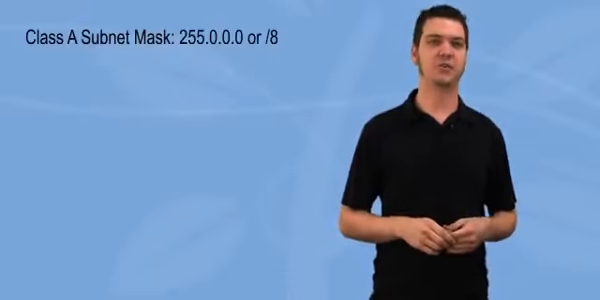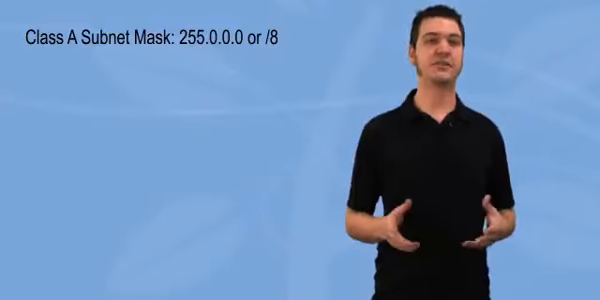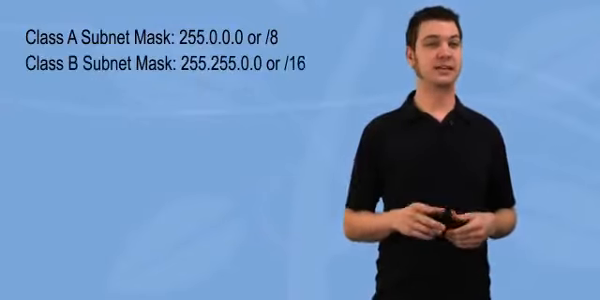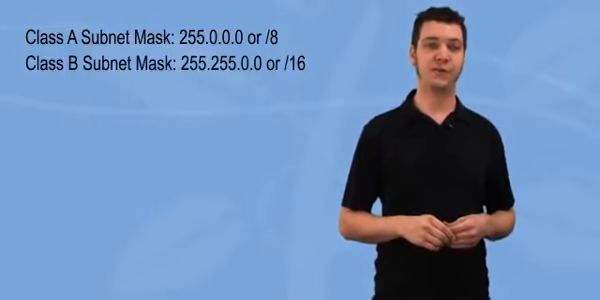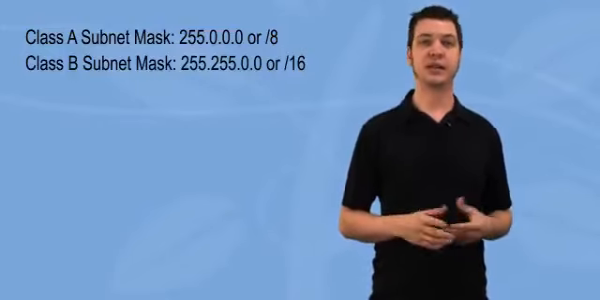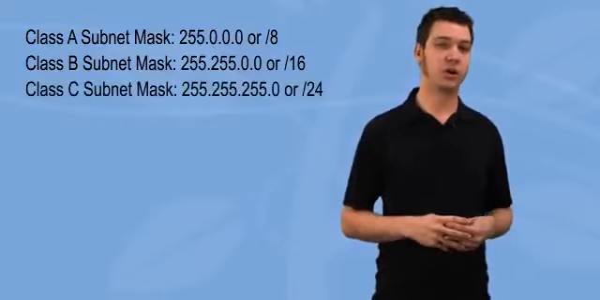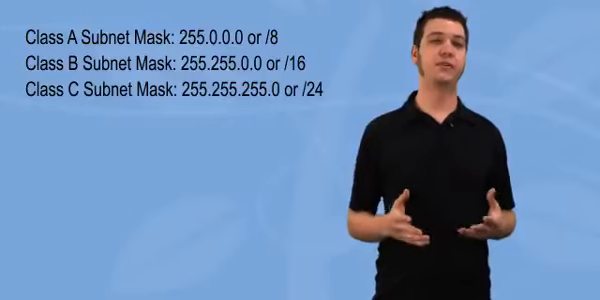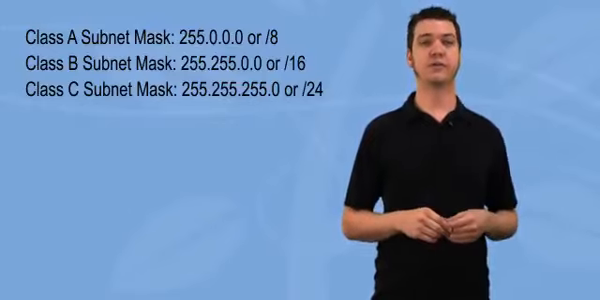Fact number 1. Class A addresses always start with a subnet mask of 255.0.0.0. That's also known as /8. Class B addresses always start with a subnet mask of 255.255.0.0, and that's also known as /16. Class C addresses always start with a subnet mask of 255.255.255.0, and that's also known as /24.